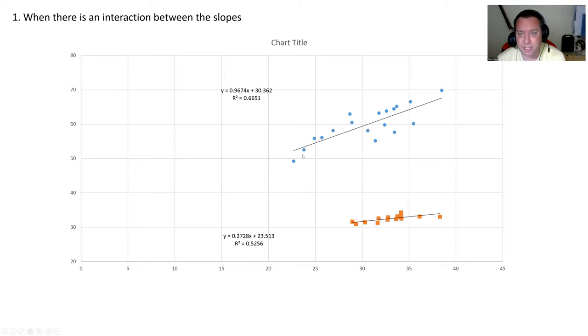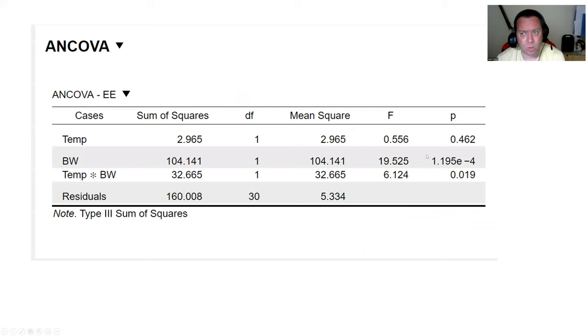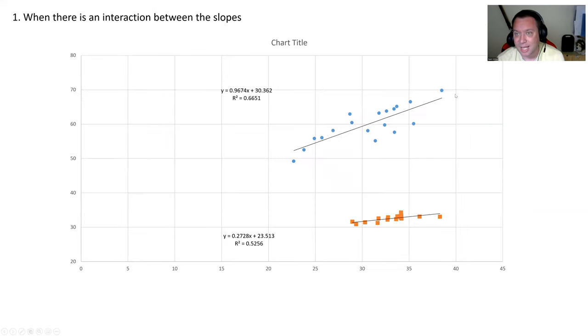And you can see that the energy expenditure of the mice in the cold is spectacularly higher. These mice are averaging something like 60 joules per minute per mouse, and these mice are averaging something like 32. So it's basically doubled their energy expenditure by moving them from the warm to the cold. And what's interesting is the slopes are different. So we have a significant temperature times body weight interaction. And if we go back, we can see that this slope is much steeper than this, which is much flatter.